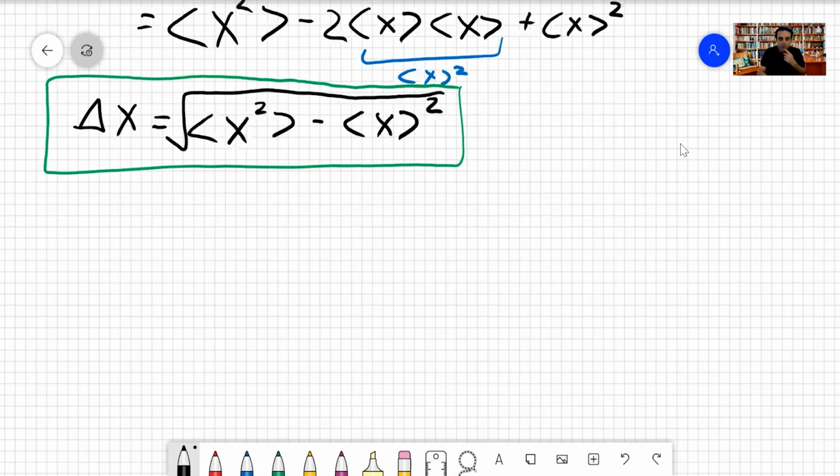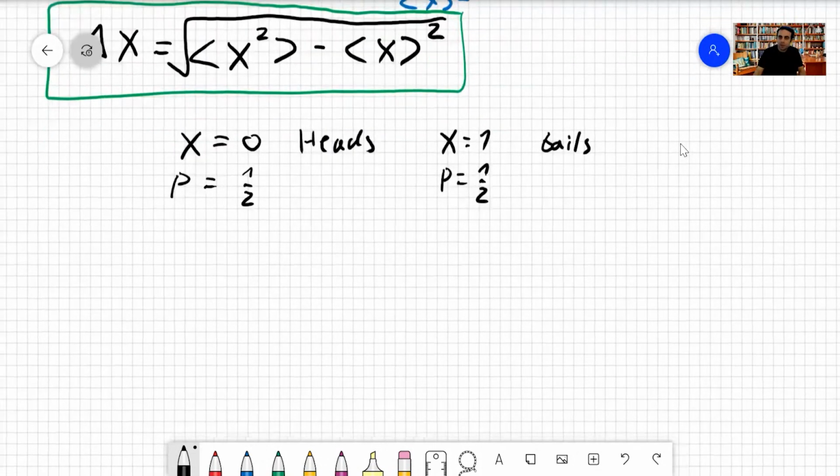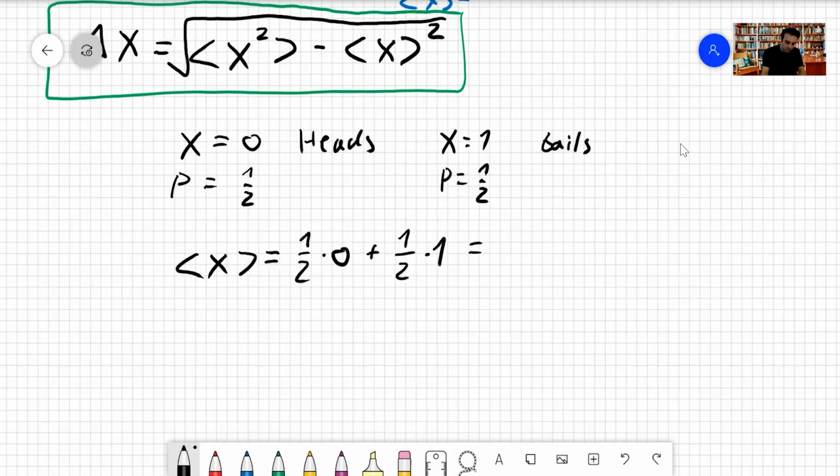So now I'm going to give an example. So remember, for the coin toss, I have x equals 0 corresponding to heads, and x equals 1 corresponding to tails. And I also have that the probabilities for both of them are 1/2 because it's a fair coin. So we can calculate, like we did last time, that the expected value of x is going to be the weighted sum. So the probability to get 0 times 0 plus the probability to get 1 times 1. So obviously this equals 1/2.